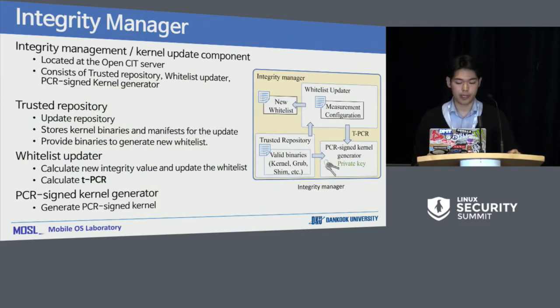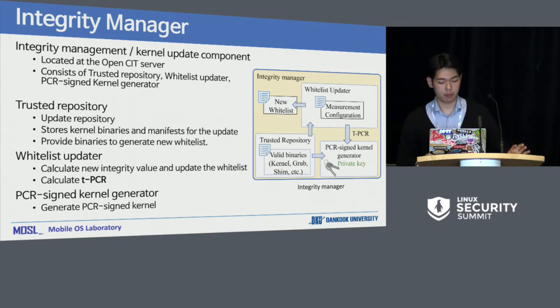So first of all, the integrity manager is a component that resides in the OpenCIT server. It is in charge of integrity management and also the kernel updates. And it has three little modules. First, the trusted repository, which holds the valid binaries for the updates, which is eventually an apt-get repository for the trusted kernels. And the whitelist updater, which generates and updates the known good values according to the updates. And lastly, the PCR assigned kernel generator, to generate PCRs and deploy the kernels to the local systems. I'll explain more about the PCR assigned kernel on the later slides.